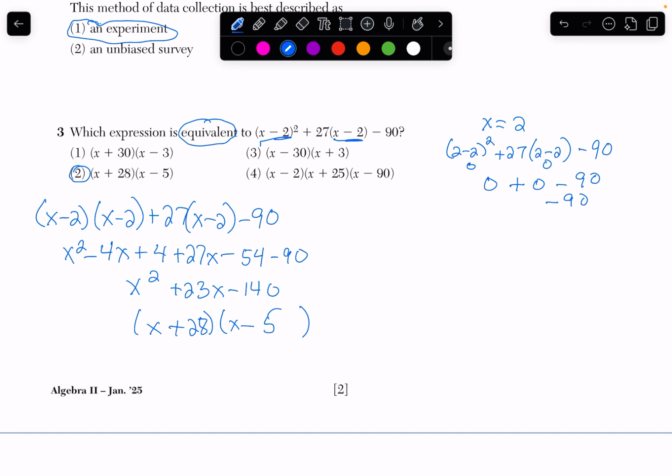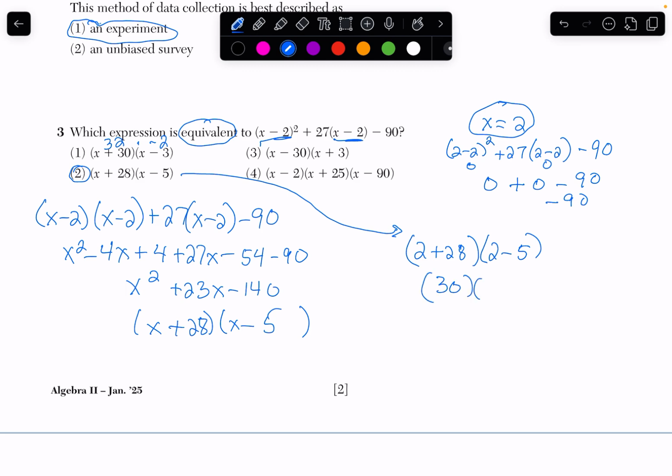Now, if you go through and you put in 2, you're going to find out that this becomes 32 times negative 1, right? If I put in 2, we're going to do the same thing. If I do it in this one, you end up with 2 plus 28 times 2 minus 5. Right, this becomes 28, this becomes 30 times negative 3.